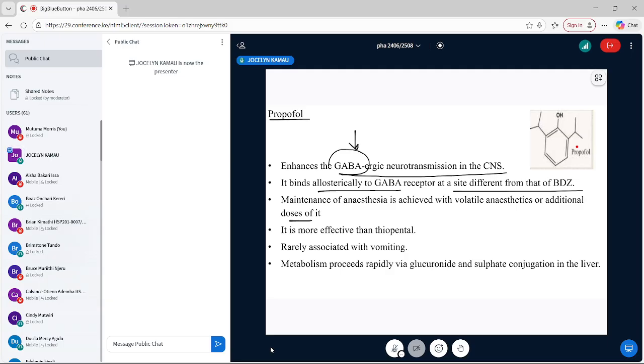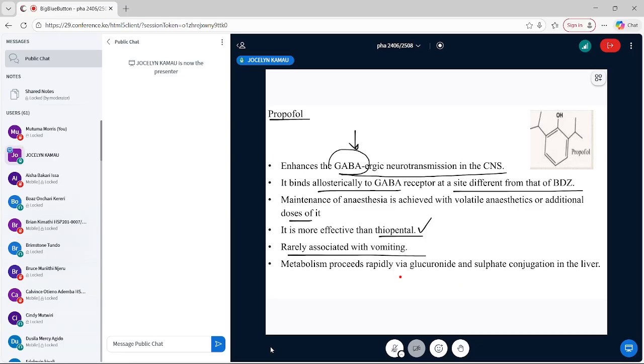So we are therefore saying you can give propofol as an induction general anesthetic. Then for maintenance, you can follow with it, but propofol is very expensive. Or you can follow for maintenance with the volatile anesthetics that we have discussed. It is more effective than pentasodium. Again, we are going to mention that pentasodium is a barbiturate. It's rarely associated with vomiting.